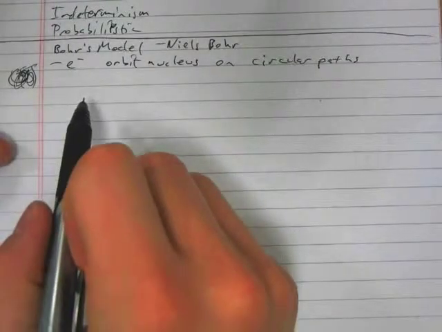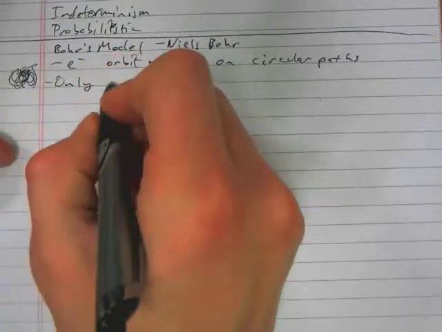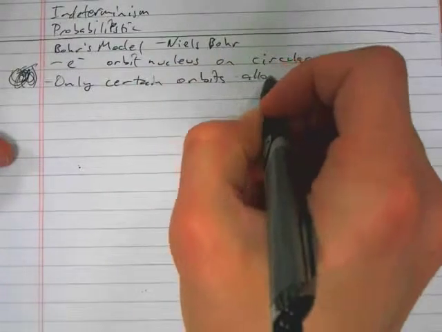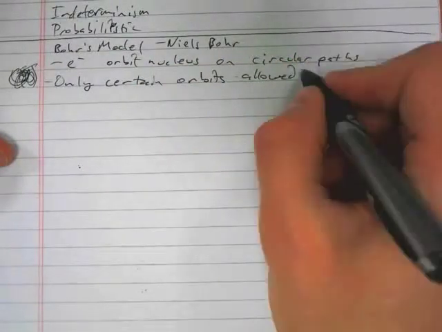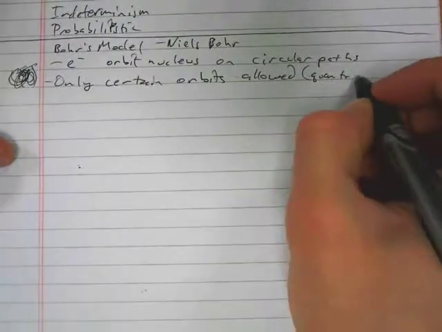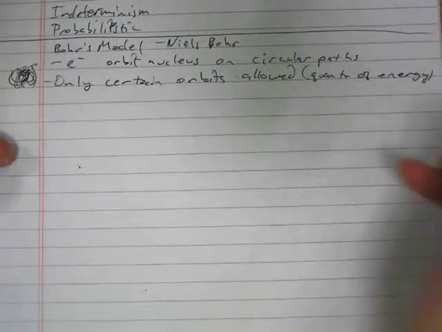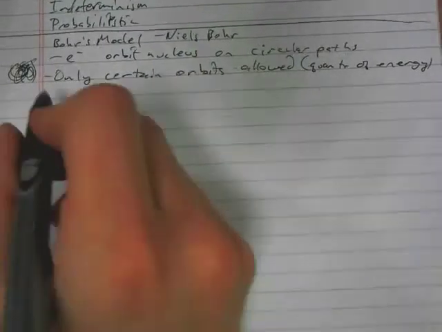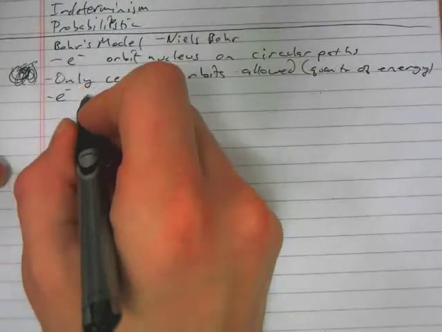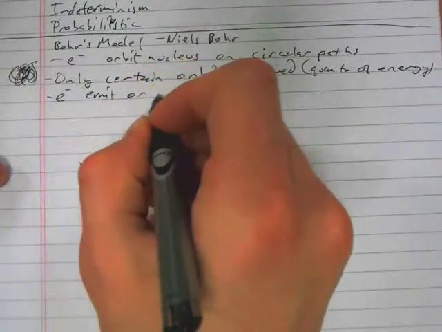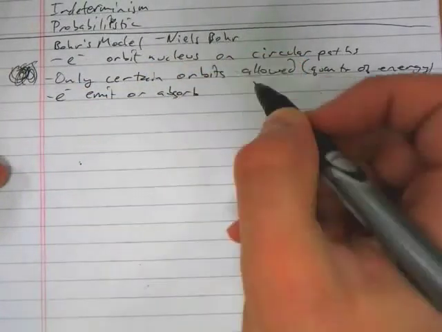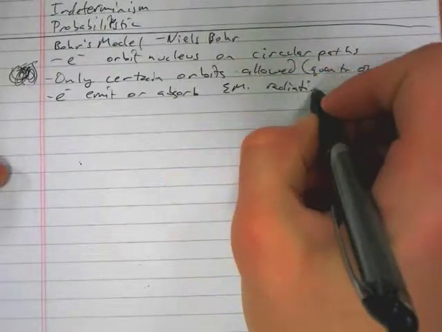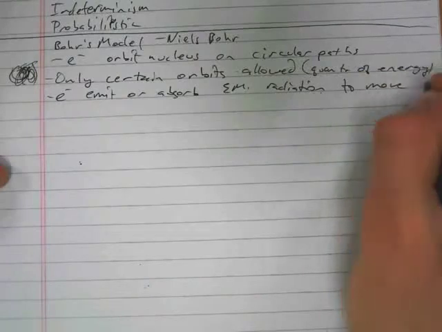He said that only certain orbits are allowed, which fits in with the idea of energy quantization. And then the third thing he said was that electrons emit or absorb electromagnetic radiation to move from one energy level to another.